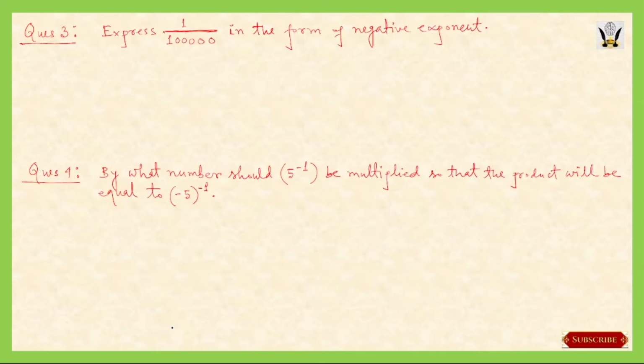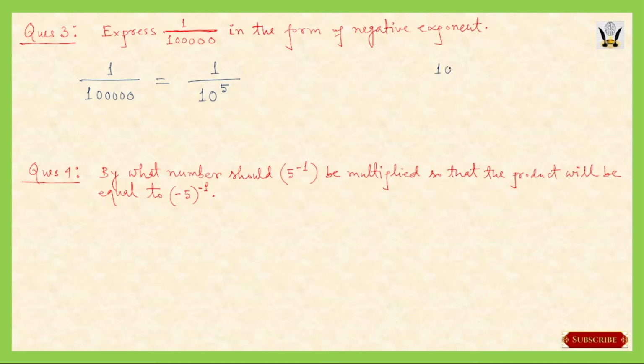Now let's move on to the next problem. Let's see what it has. The problem is to express 1 divided by 100000, which has 5 zeros in the denominator, in the form of a negative exponent. Now, to express this in the form of a negative exponent, what we have to do is, here it has 5 zeros. So first we will express this as a positive exponent of base 10. So it will be 10 to the power 5.